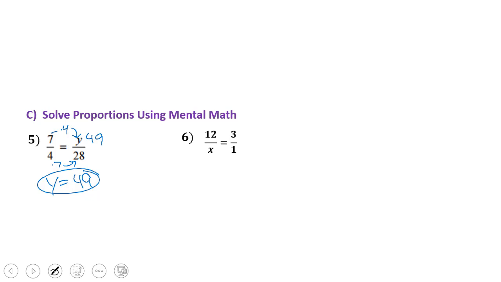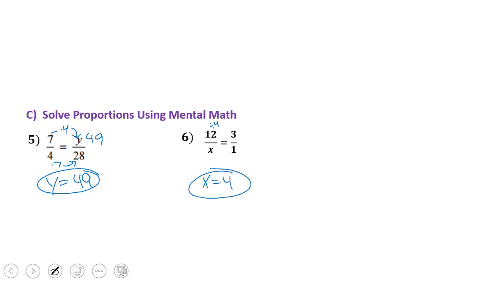Number 6, 12 is to x as 3 is to 1. Now, of course, mentally, you can do it either way. You can multiply or divide. I know that 12 divided by 4 is 3. I also know going the other way with my fact family, 3 times 4 is 12. So I look, what number x divided by 4 is 1? Well, 4 divided by 4 is 1. So x equals 4. I also know if I went the other way, 4 times 1 would be 4. So the mental math method works real easy when all you have is basic facts in your proportion.